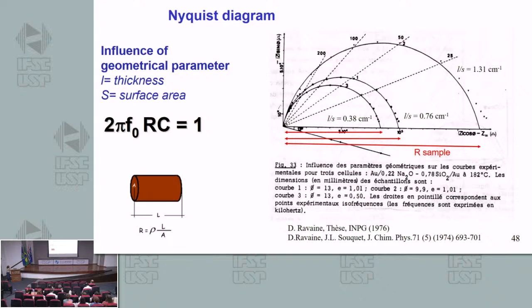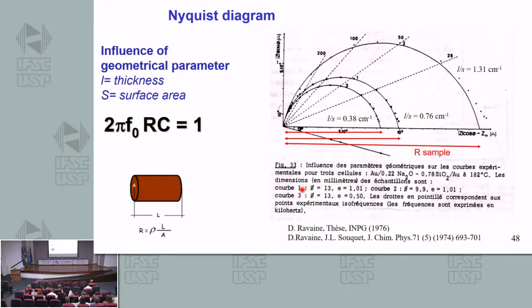So, what is the influence of the geometrical parameter? Does it influence my Nyquist diagram? I told you we read the resistance of the sample, not the resistivity. This is a very old example. They just played with the geometrical parameter.